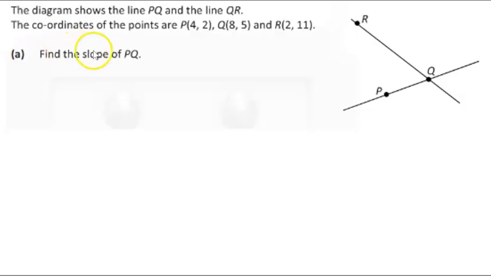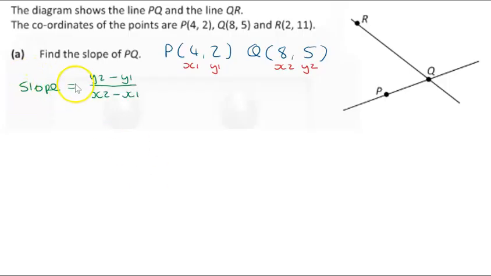Part A, find the slope of PQ. So find the slope of this line. The points P are (4, 2) and Q (8, 5). So we're going to label them x1, y1, x2, y2. We're going to write out the slope formula from the formula book. Slope is equal to y2 minus y1 divided by x2 minus x1. We sub into our formula.